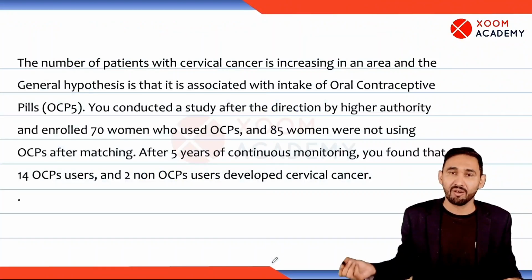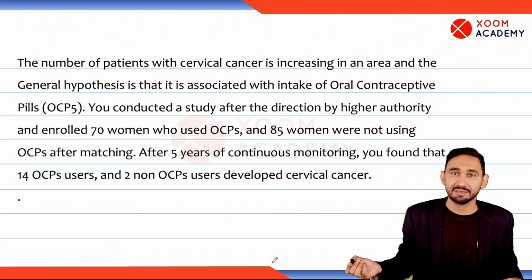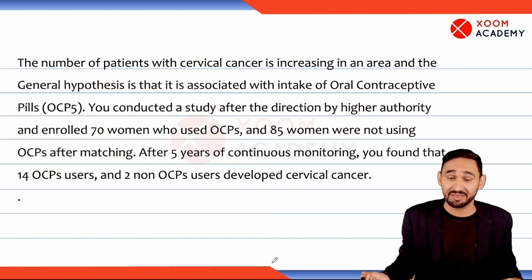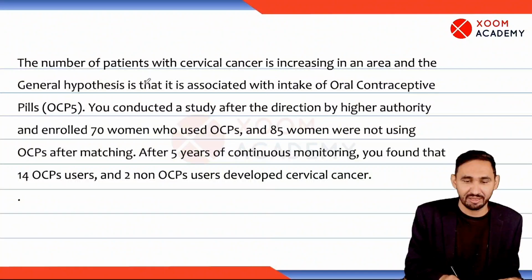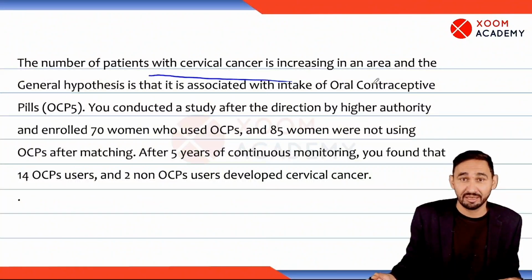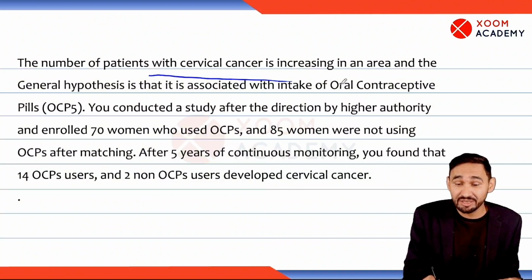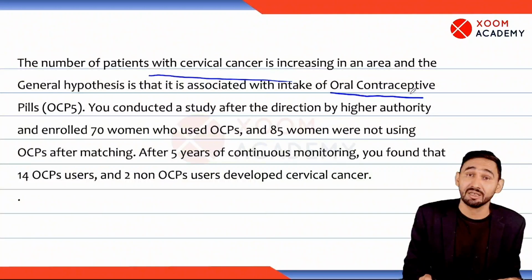So now we will do an exercise, or we will solve numericals regarding case control study and cohort study. You have to remember few things, like in the given scenario, the number of patients with cervical cancer is increasing day by day, and scientists think that it is associated with the use of oral contraceptives, or people who are using oral contraceptives have greater risk of developing cervical cancer.